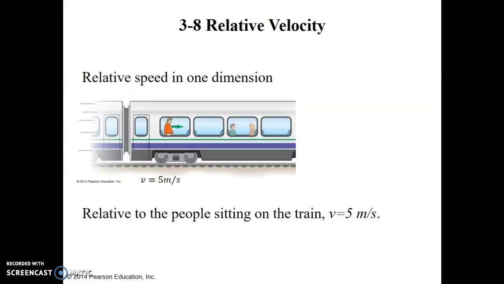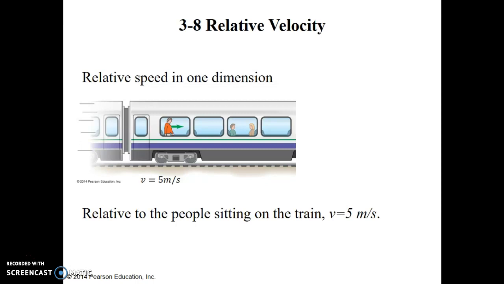All right, we're ready to finish up this chapter talking about relative velocity. In chapter 2, the textbook talks about relative speed in one dimension. Imagine somebody sitting on a train and somebody else walking on the train towards you at 5 meters per second. Well, how fast is that person moving? Relative to the person sitting on that train, he's walking towards you at 5 meters per second.